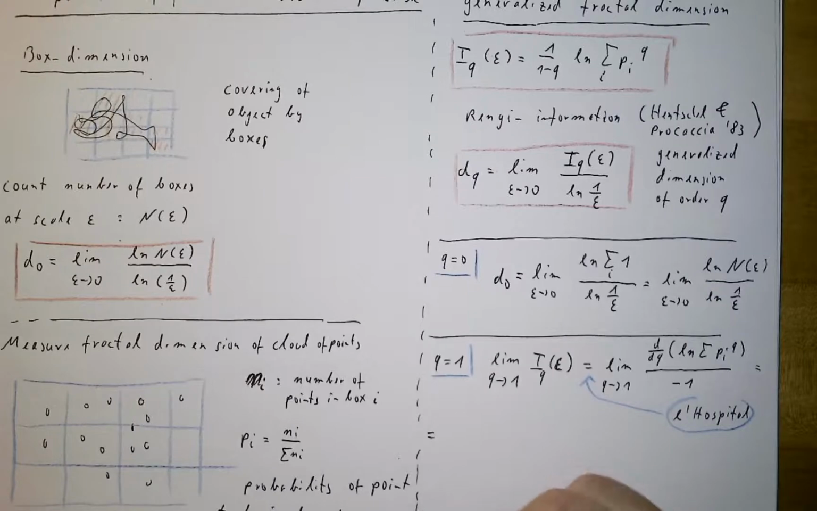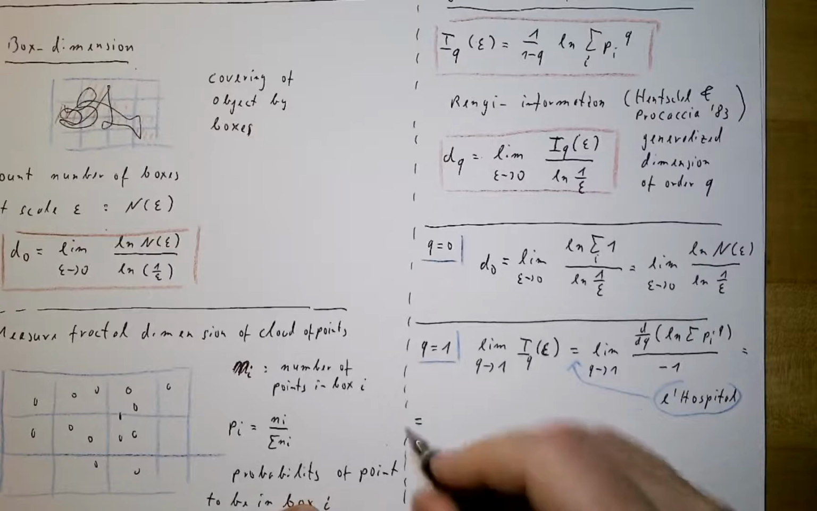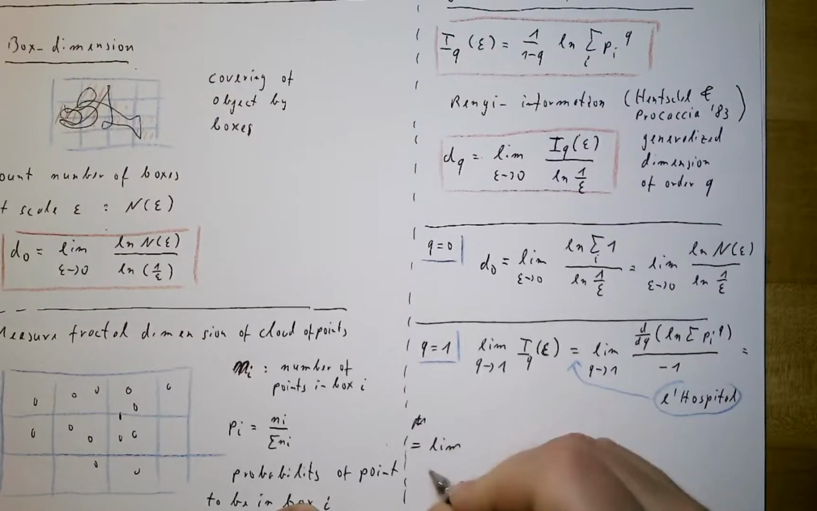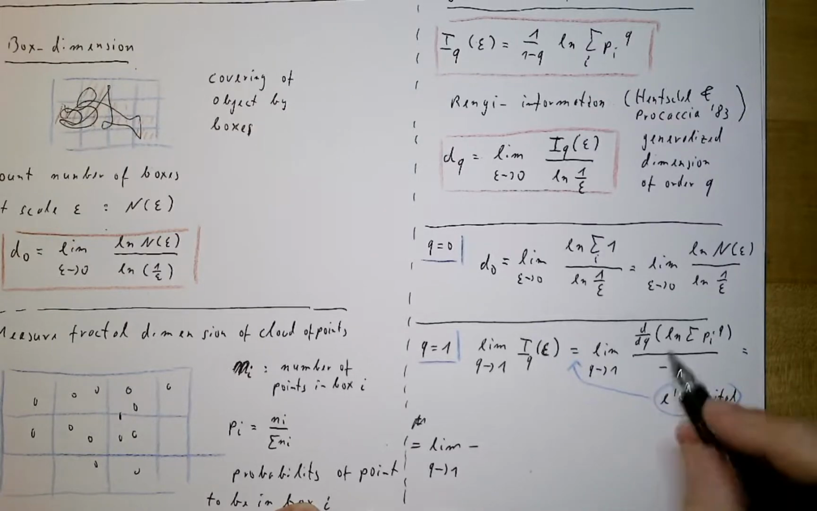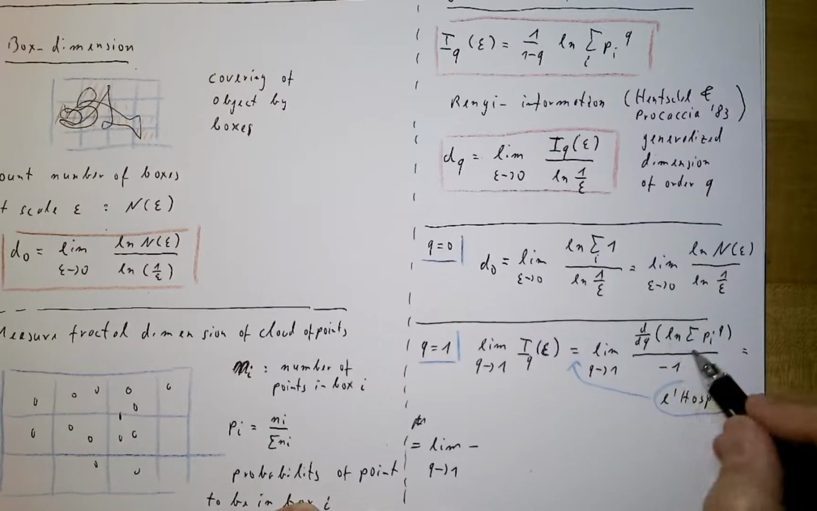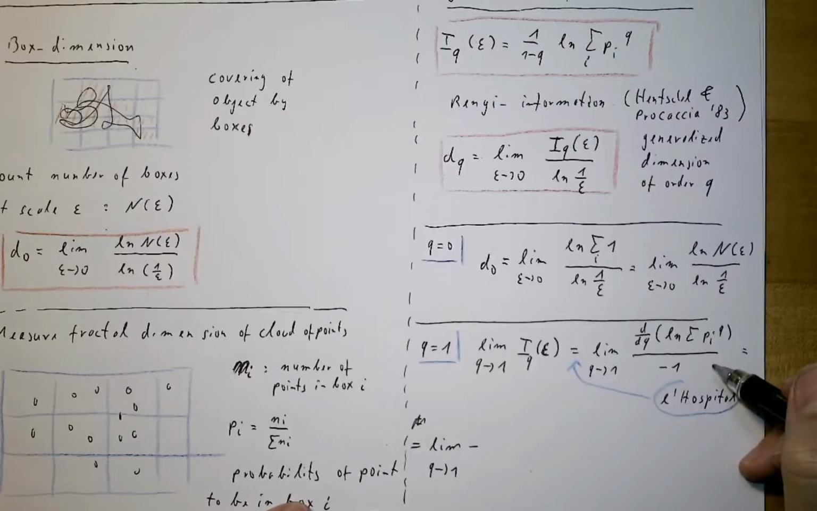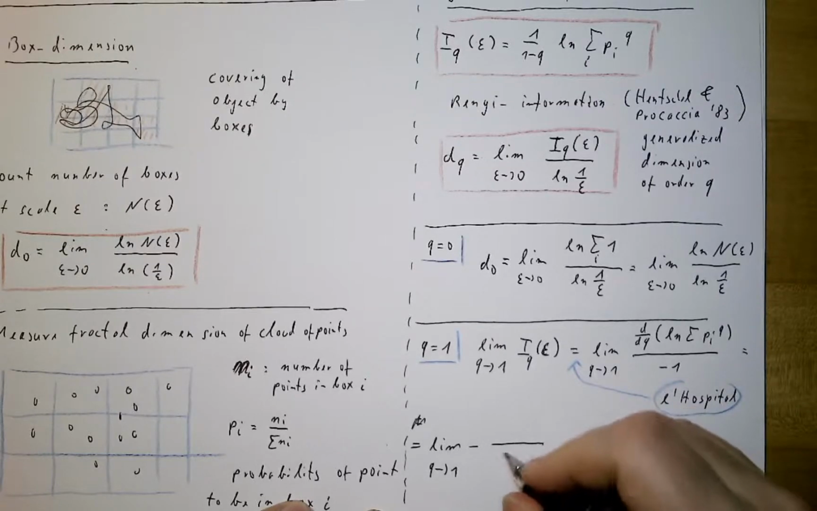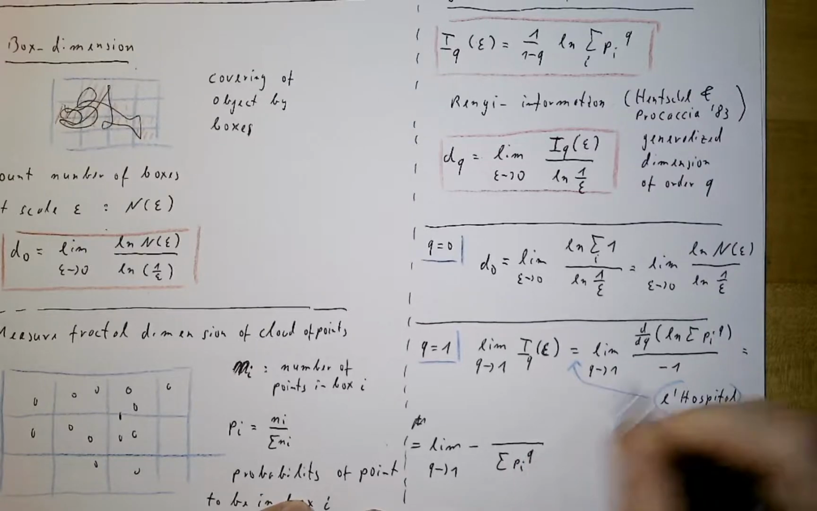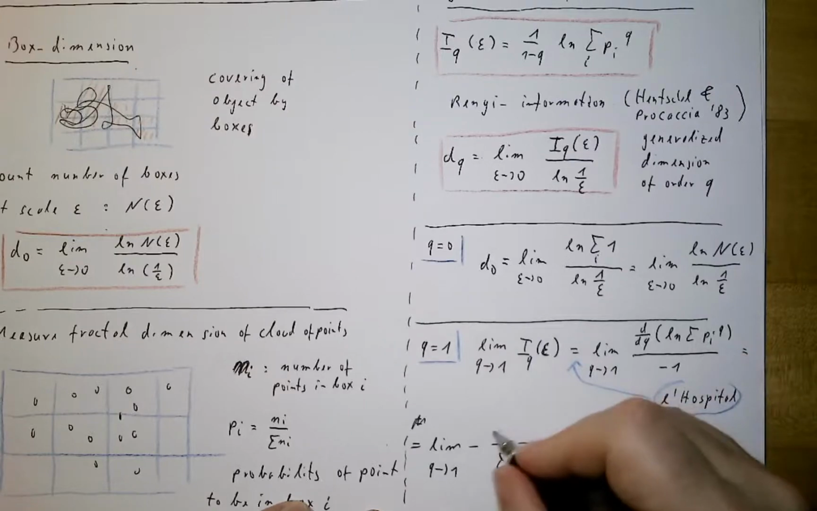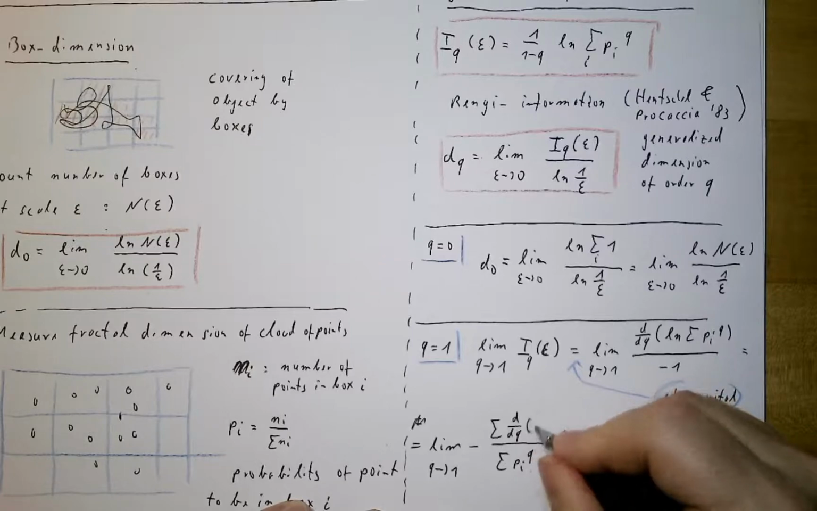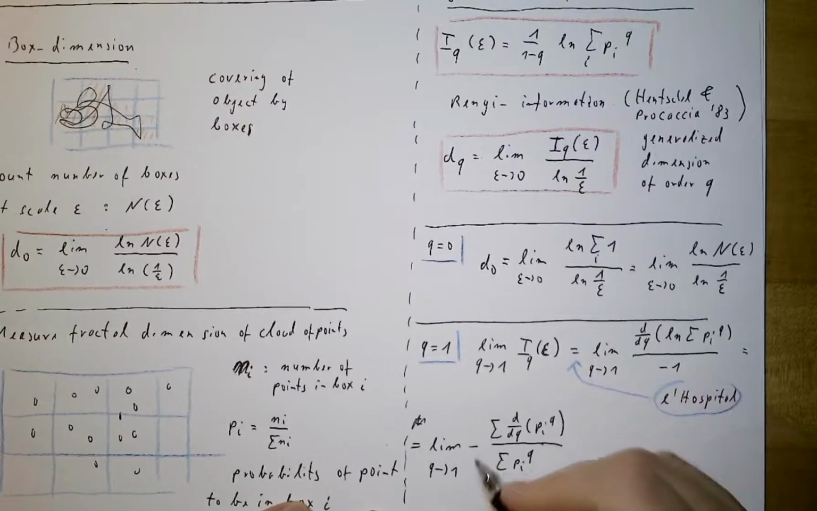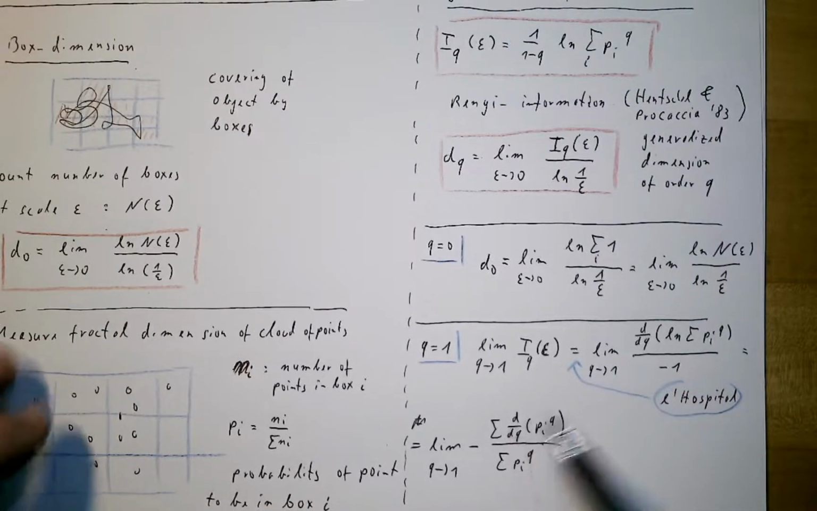So this equals, let's see, maybe I write it a little bit lower here. The limes q goes to 1, so now we take the derivative. First we take the minus sign, and then we take the derivative of the log. So this is 1 over the argument, so the sum of this pi to power of q, and then we take the derivative of the inner term, the sum of d to dq of pi to power q, and this whole with the sign minus 1. Now we have to calculate this derivative. Let's do this.